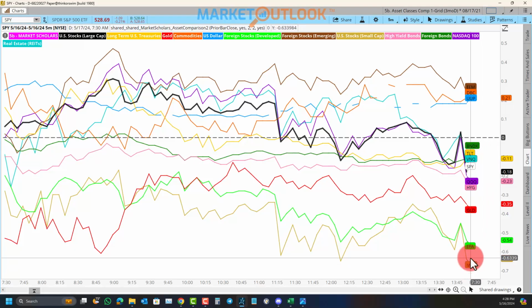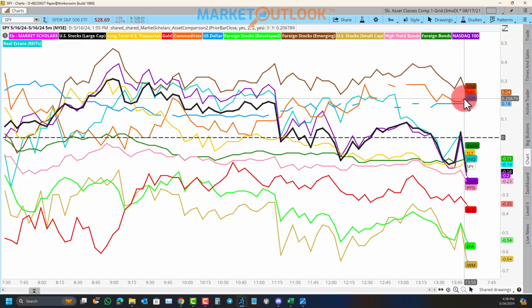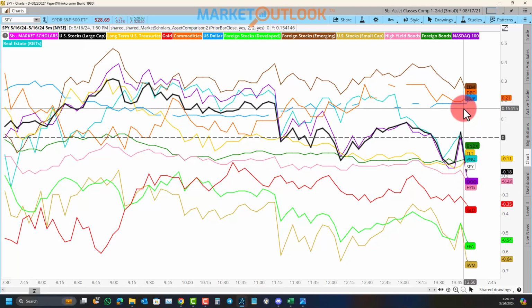Again, small caps really kind of getting beat up. But again, this looks bad, but it's only 2/3%. So it's not that big of a deal. Developed markets down 0.5%. Gold is down a little bit. You have the strength in the dollar. You have strength in commodities. You have strength in yields. That's a bad combination for risk appetite. But again, didn't really impact risk appetite too much today.